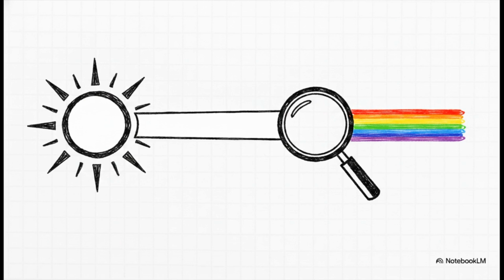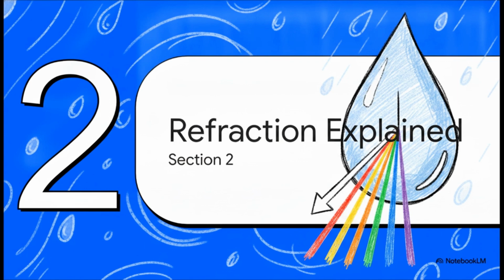Now, the main character here is the sunlight itself. At first glance, sunlight just looks perfectly white to us, right? But in reality, that white light is hiding the entire visible spectrum. It's actually made up of all these different colors blended seamlessly together. Which brings us to step 1 of our lesson, refraction explained.